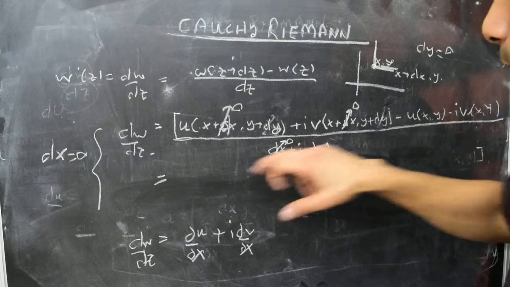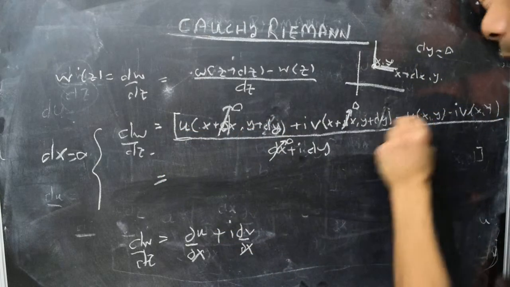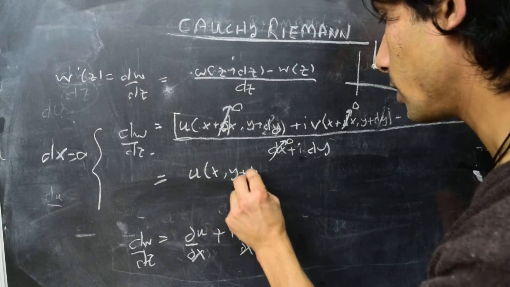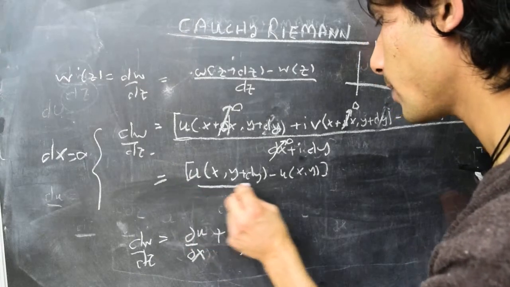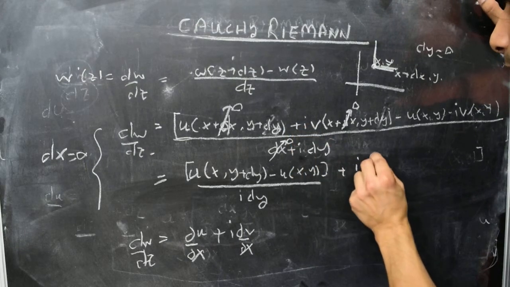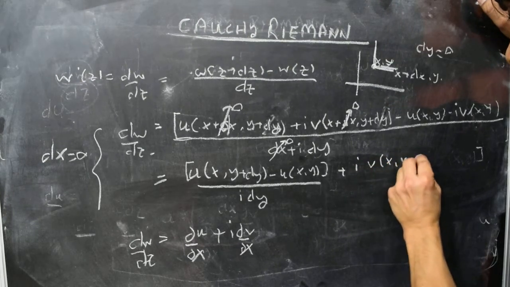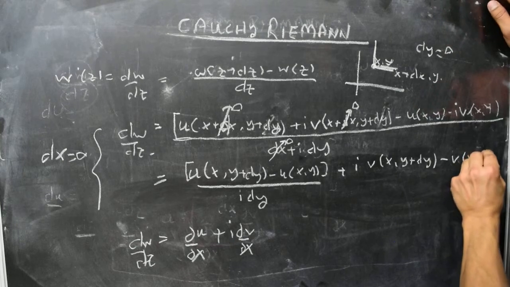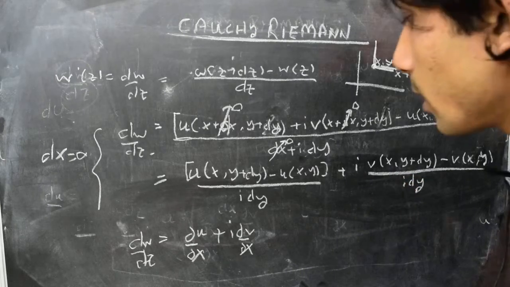So now let's combine the terms, and notice that there's an i here. So we have u(x, y plus dy) minus u(x, y), divided by i times dy, and then plus i times v(x, y plus dy) minus v(x, y), divided by i times dy. Okay, so this i cancels out.